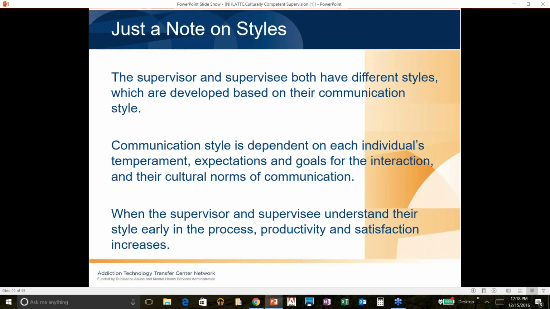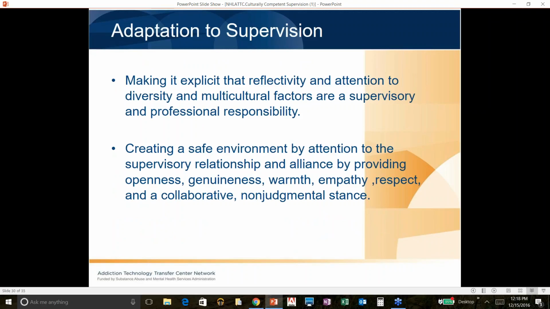So we all have different styles, which is based on our communication style, which is dependent on each individual's temperament, expectations, and goals. So this goes back to that big wheel I showed you a little while ago. When we understand who we are, then the productivity and satisfaction increases. So here's some things that we can do. Make it explicit that reflexivity and attention to diversity and multicultural factors are a supervisory and a professional responsibility. So we've got to own it. We've got to own that this is something we have to bring up.